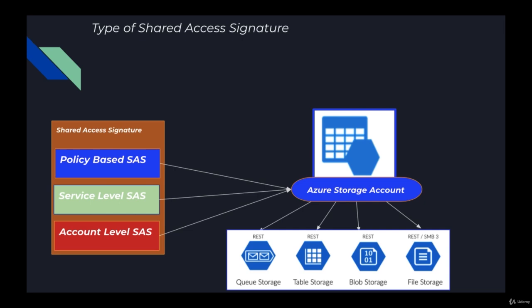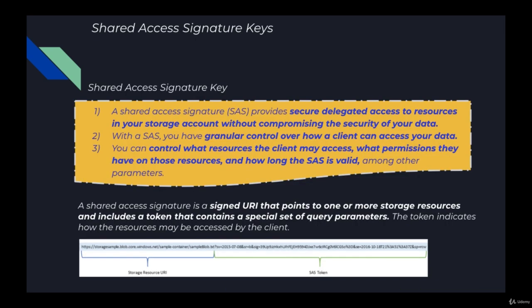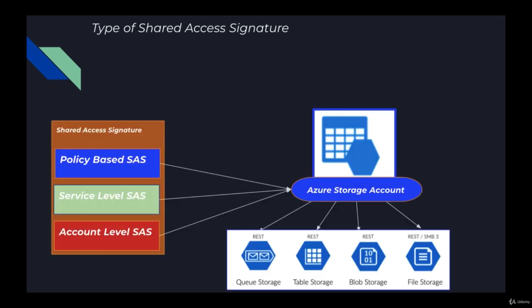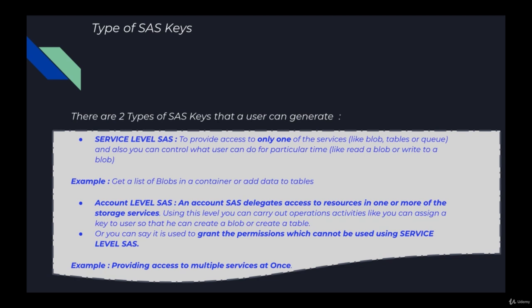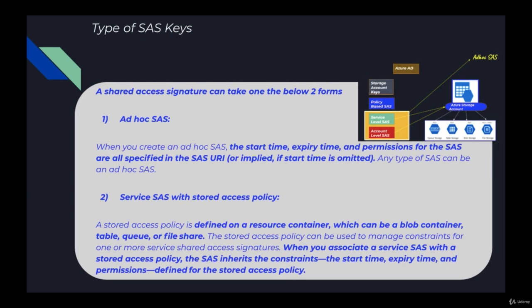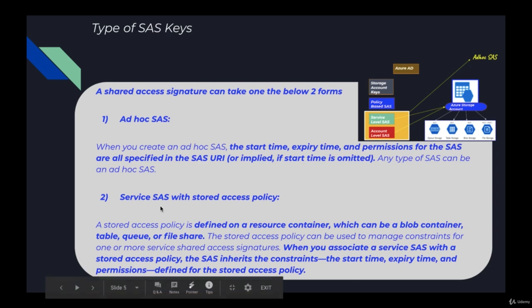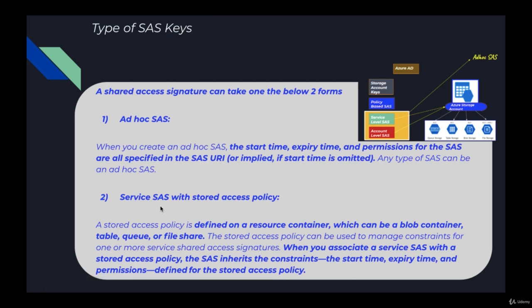So, just a quick recap. In this lecture, we studied what shared access signature keys are, then the different types. Then we studied the ad hoc SAS, which we call service level SAS and account level SAS. So the types of SAS keys we discussed are ad hoc SAS and service SAS. There are certain limitations with the ad hoc SAS, which were removed by using the policy based SAS.